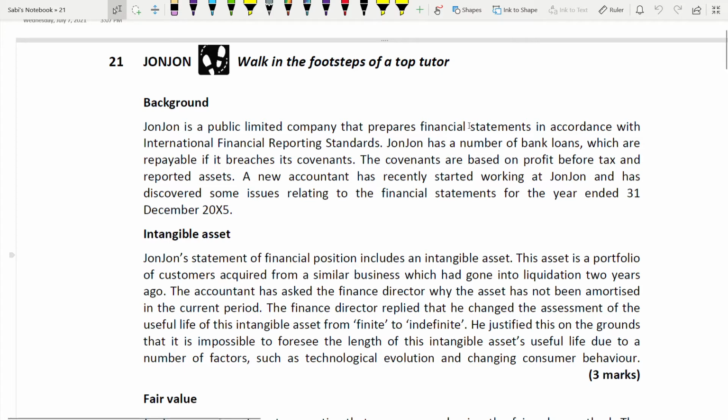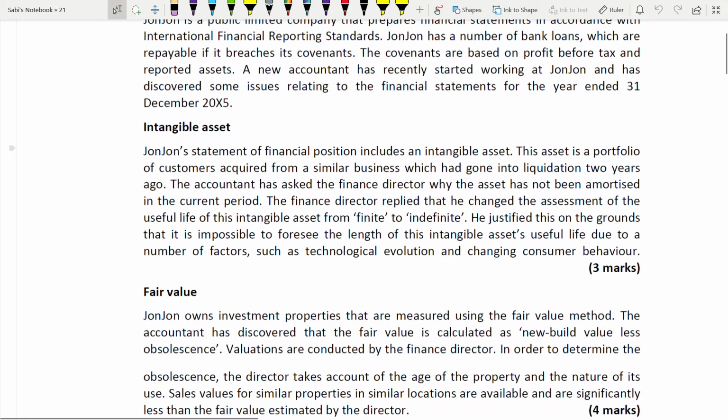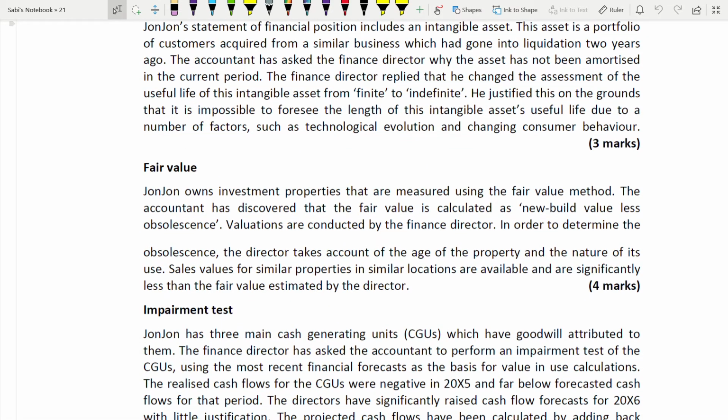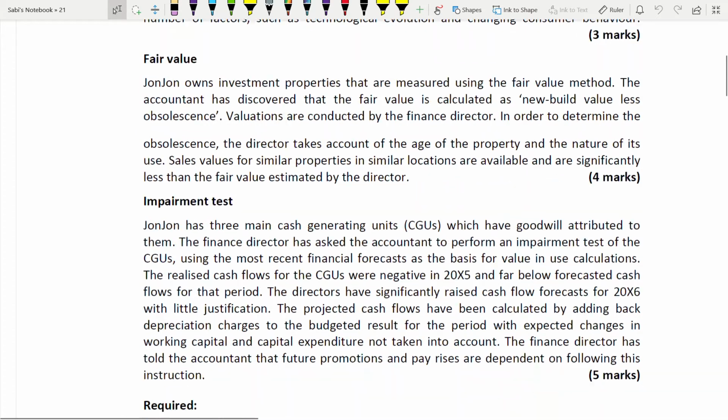So let us go through this. First we'll start with the requirements, but I'm just going to skim through the subheadings so that I know the types of questions I'm asked. For example, first is the background. Then we have intangible assets, so I know I have to use my knowledge of IAS 38. We have fair value, which is IFRS 13. Then I have the impairment test, which is IAS 36.